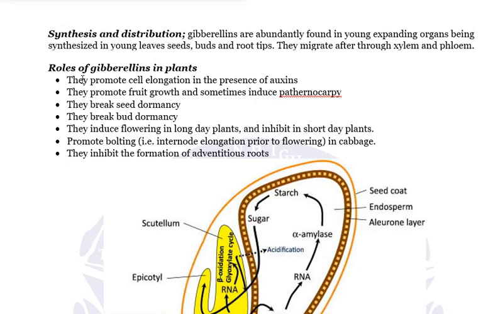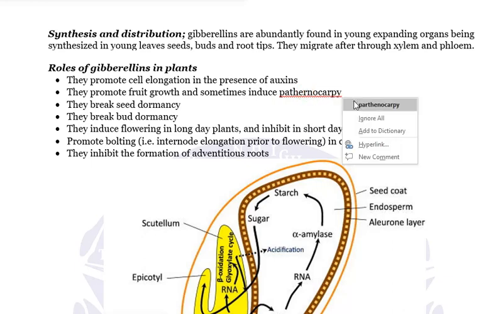In the plants, Gibberellins promote cell elongation in the presence of auxin. As I told you in the previous session, auxin tends to promote the function of other phytohormones, and more especially Gibberellins and cytokinins. So Gibberellins by themselves can't promote cell elongation, but in the presence of auxin, they promote cell elongation. Another function, they promote fruit growth and sometimes induce parthenocarpy.